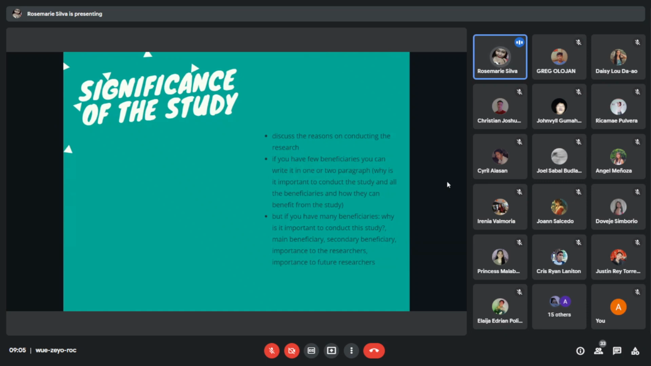Next is the significance of the study. Now, it discusses the reason for conducting the research.